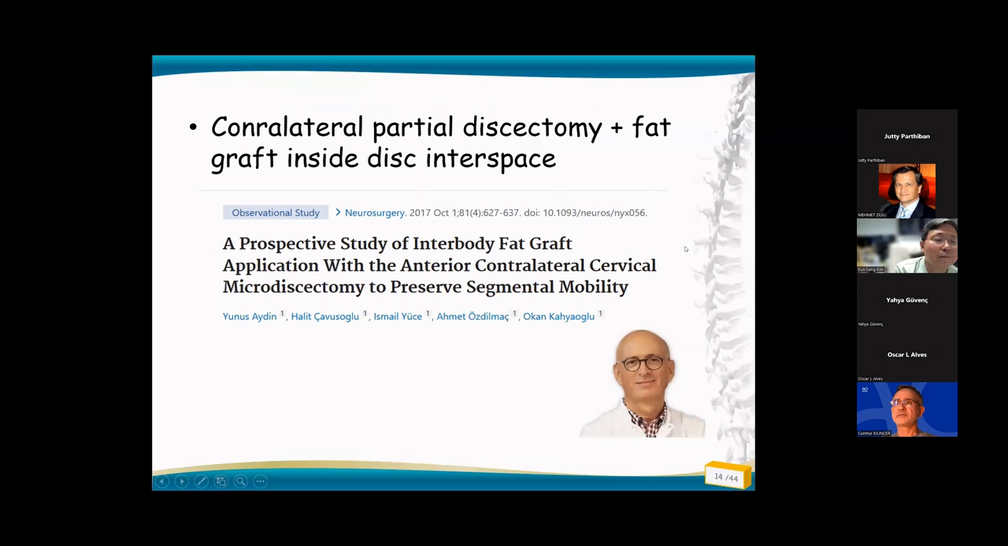Of course, some colleagues offer other solutions to resect the lesion without disrupting the disc. This is a Turkish colleague of ours. He makes a contralateral partial discectomy, removes the disc herniation, and puts in some fat graft, hoping there will be no fusion. So this is another approach, a technique without fusion.